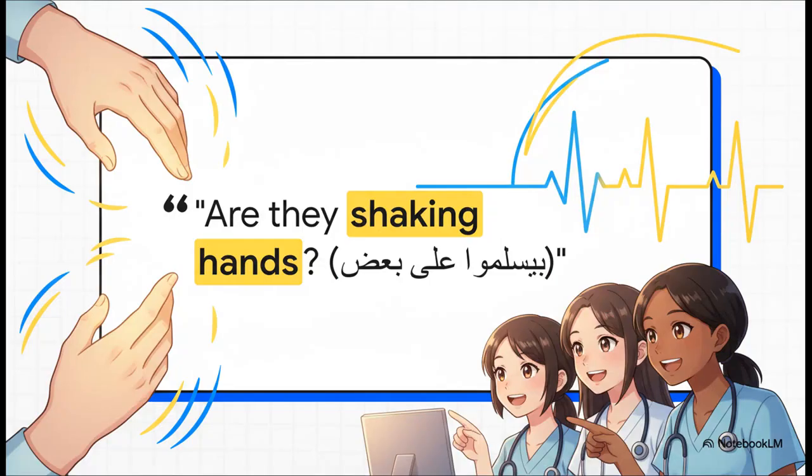So here's our first mnemonic for figuring out if there's right axis deviation. You're going to ask yourself this question. In lead I and lead 2, are they shaking hands? Let me show you what I mean by that.